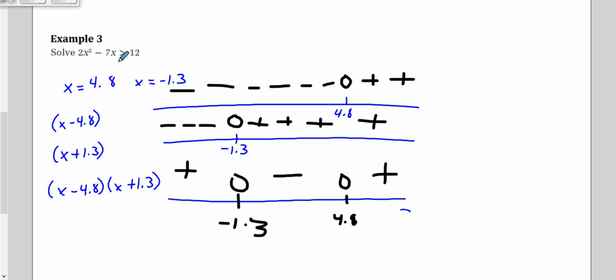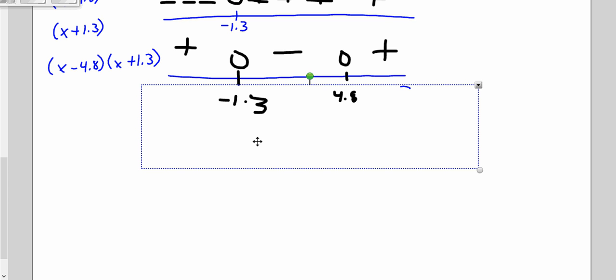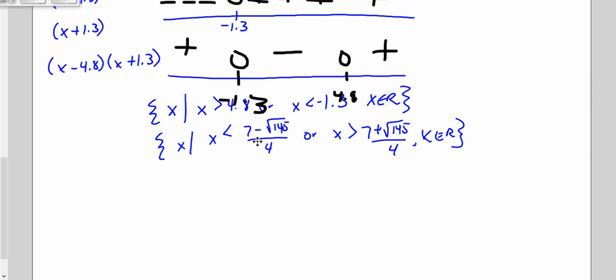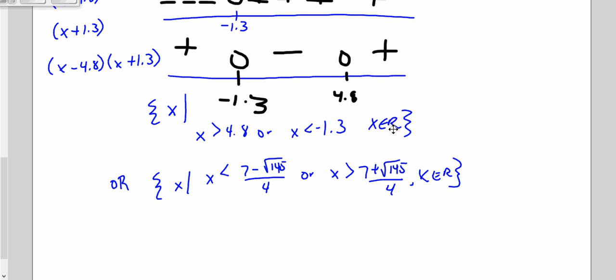So we're looking for when it's greater than, so what we are going to do is look at our solutions when they are positive. And when they are positive, it's when x is greater than 4.8 or x is less than -1.3. And if we were to put it into our quadratic formula without simplifying into a decimal, if we gave it exact form, this is what it would look like.